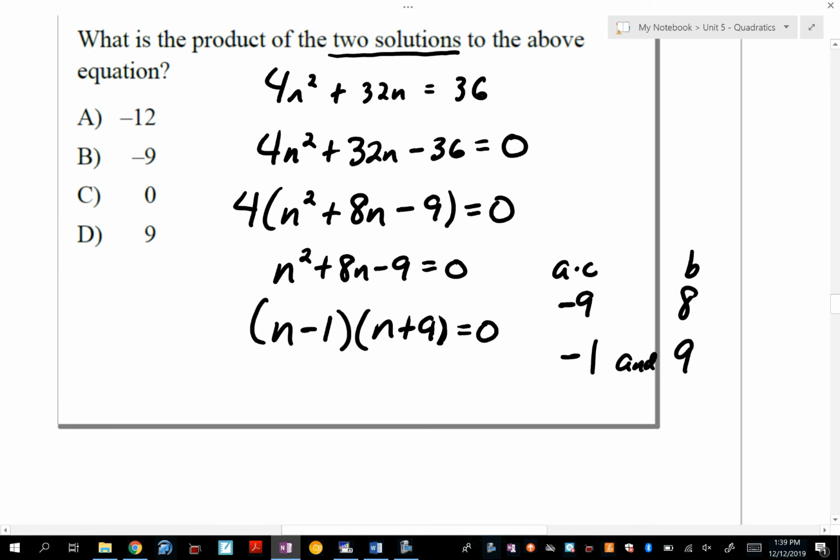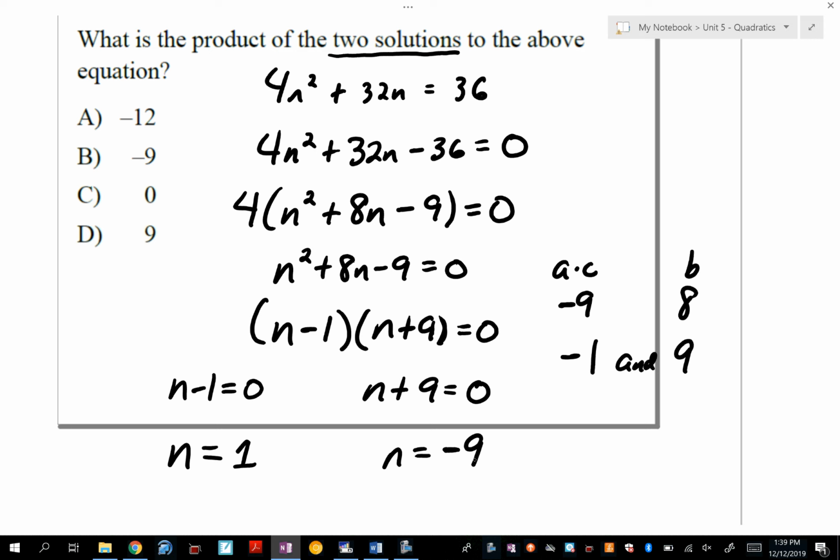I know it's been a few weeks since we've done this, maybe a month. So you write n minus 1 equals 0, n plus 9 equals 0. So my solutions are +1 and -9. But again, because it's the SAT, you know by now they want to make your life harder. It says, hey, do this, even though no mathematician would ever do this. Find the product of those 2 solutions. Product means to multiply them. So what is 1 times -9? -9.